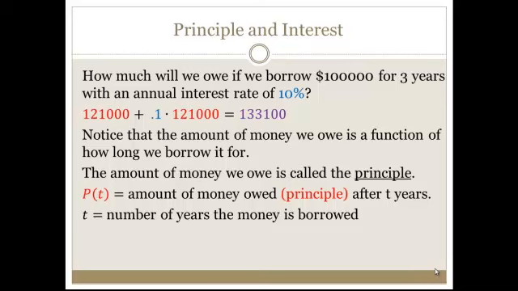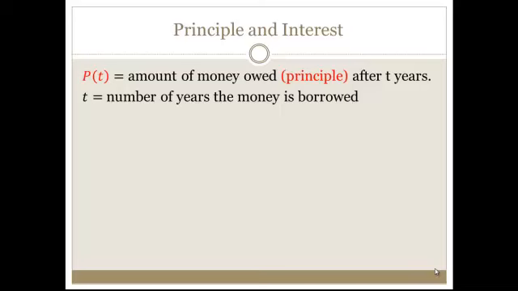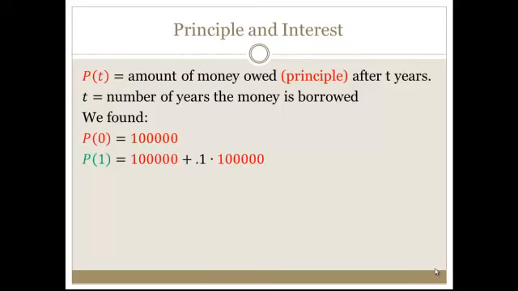We write the function P of t as the amount of money owed, the principal, after t years, where t is the number of years the money is borrowed. In our example, so far we found that P of 0 is $100,000. That is, the moment we took the loan out, we were going to have to pay back the $100,000. To find P of 1, the amount we owed after 1 year, we had the $100,000 plus 10% of that $100,000 in interest. Notice that we can factor out the $100,000, and we're left with $100,000 times 1.1, for a total of $110,000.